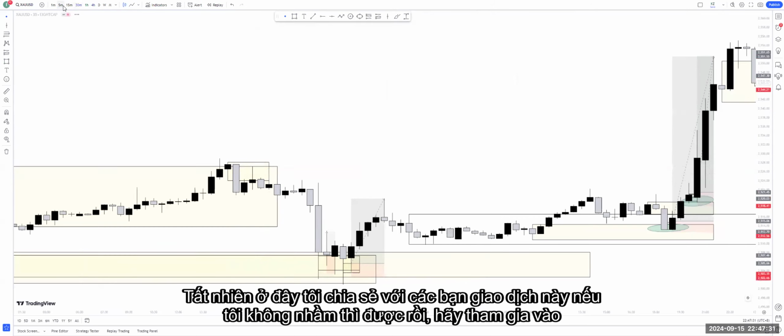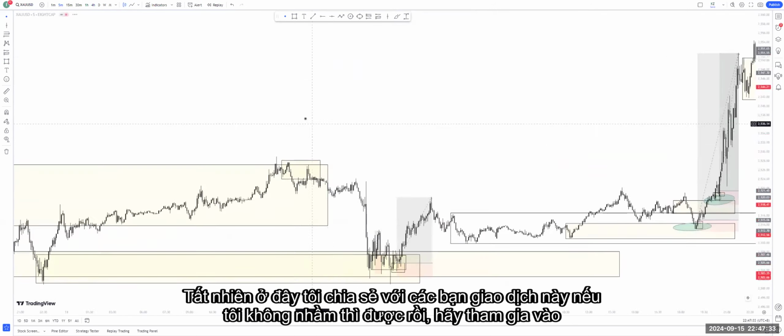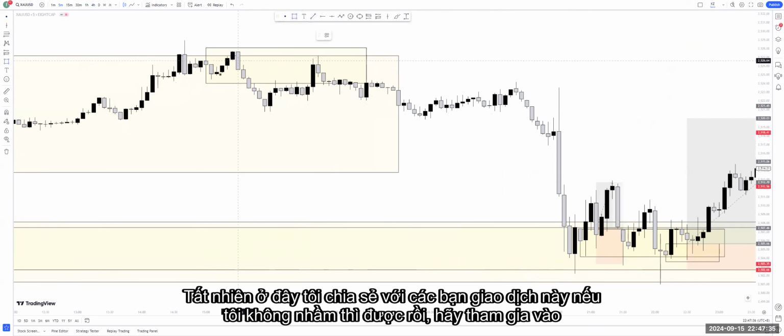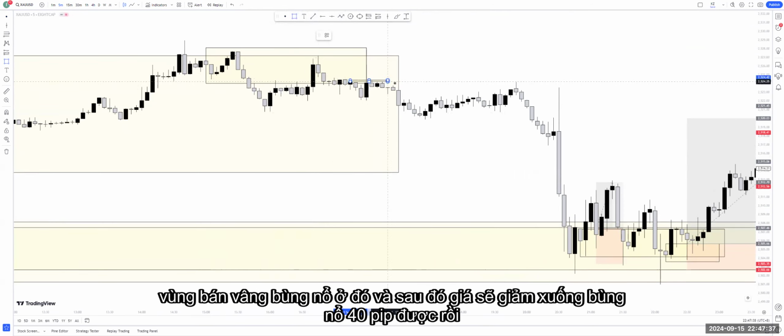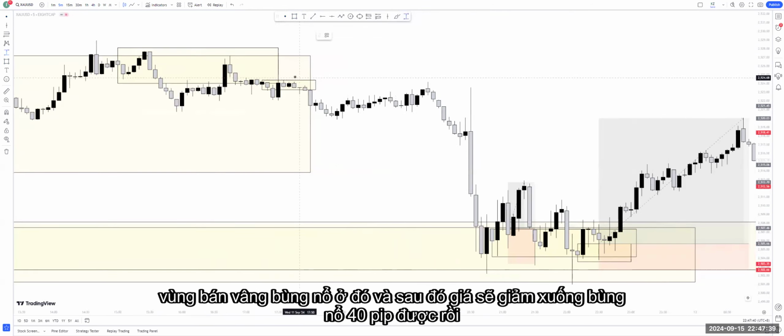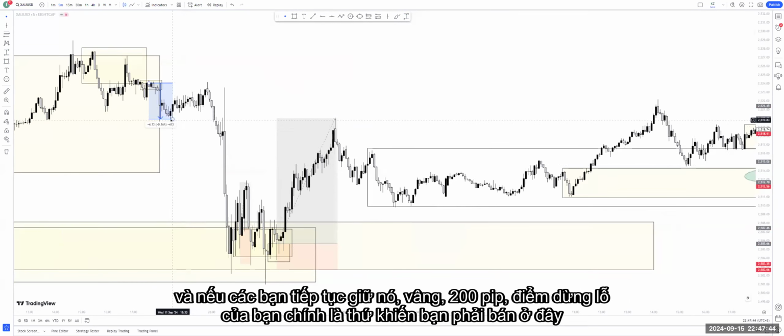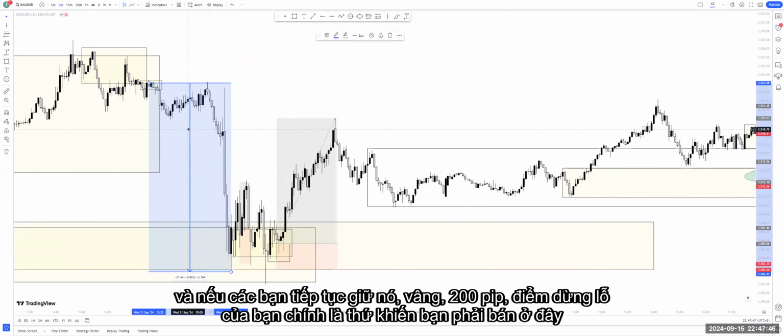Can we take the sell here? Of course. I shared with you guys the trade, if I'm not mistaken. Boom, get into the sell zone. Yep, boom, over there. And then look at that, the price drops down. Boom. 40 pips. And if you keep on holding it, yeah, 200 pips.